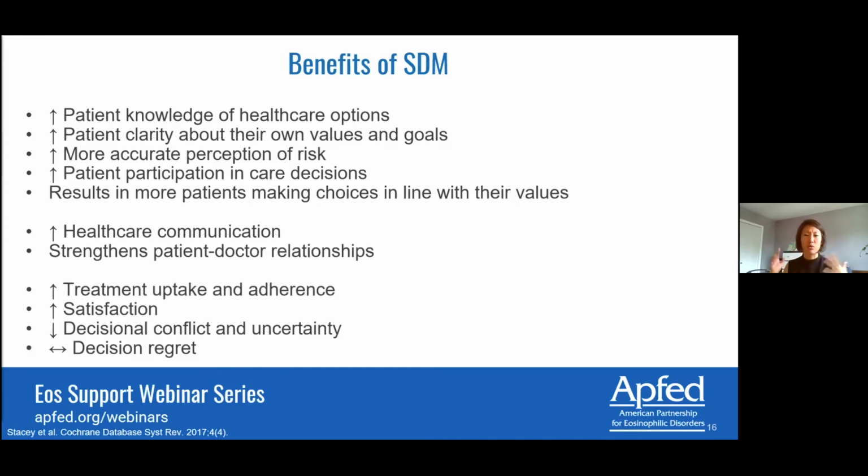And then on a more global aspect, shared decision-making can increase treatment uptake and adherence. The idea here is, as a patient, if you have some buy-in and we choose a therapy together that you think you'll stick to, you'll probably stick to it a little bit better than if I just tell you to do it. Shared decision-making can increase satisfaction not only with the treatment or option that you choose, but also with your care overall, and can decrease decisional conflict and uncertainty. So that struggle of, oh, I don't know what to do, and I don't really have any information.